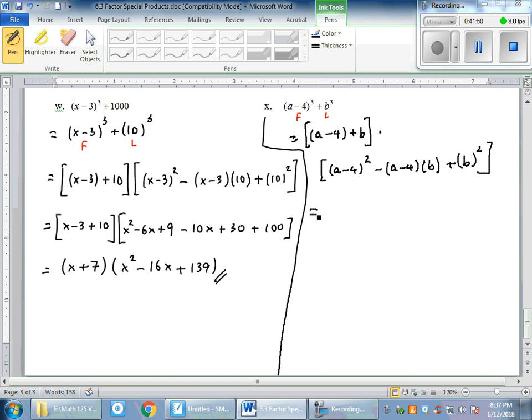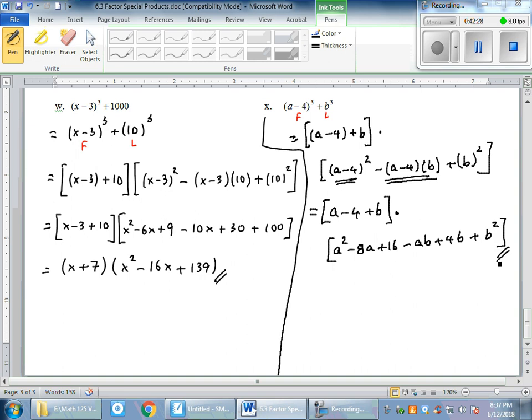So when we try to simplify this, taking out the parentheses, there will be a minus 4 plus b, and then times with the second part using the shortcut formula right here, that will become a squared minus 8a plus 16. Distributing the negative b right here, negative ab plus 4b plus b squared. And you cannot simplify any further, so this will be your final answer for this particular one. And that will conclude our sections.